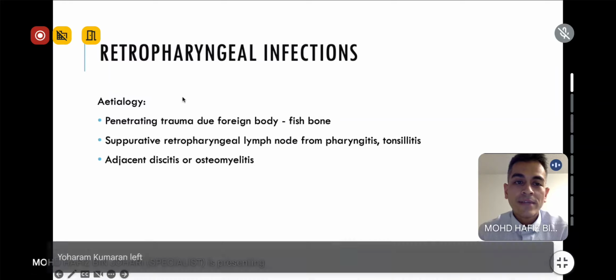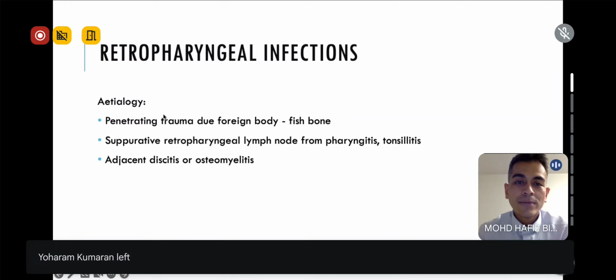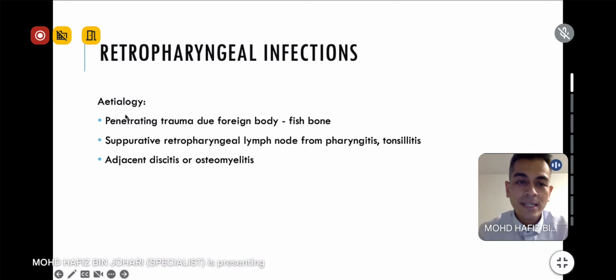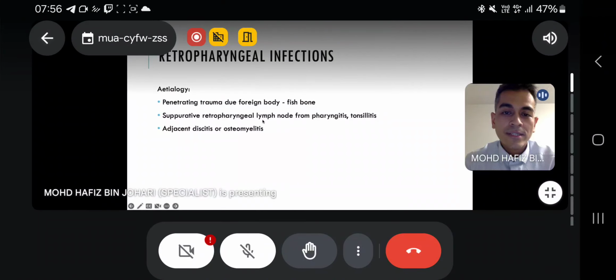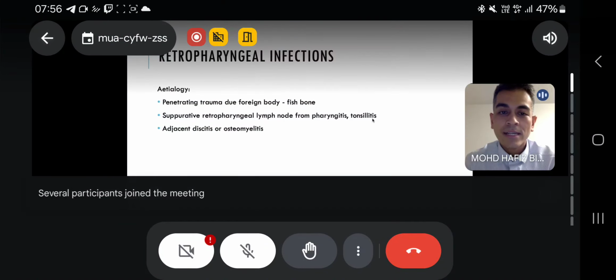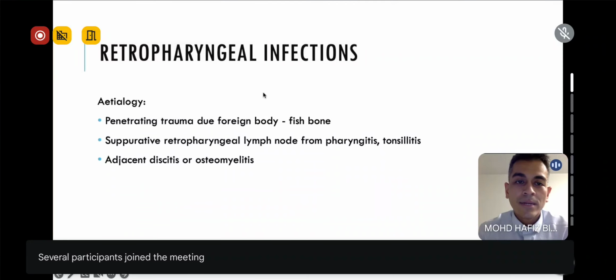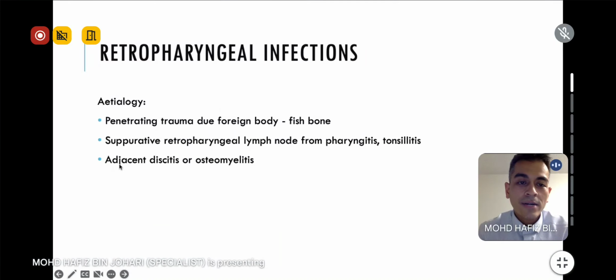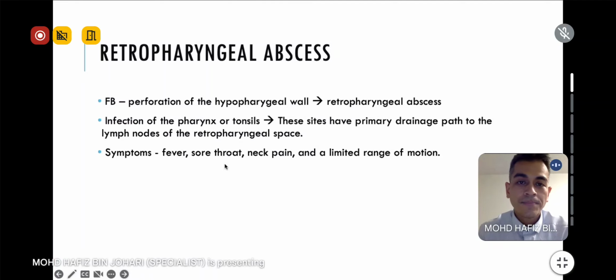Retropharyngeal infections, etiology: most commonly when we see retropharyngeal infection or collection, it is due to penetrating trauma due to foreign body, most commonly fishbone. Sometimes suppurative retropharyngeal lymph nodes from pharyngitis and tonsillitis cause infection in the retropharynx, or sometimes it could be due to adjacent discitis or osteomyelitis.